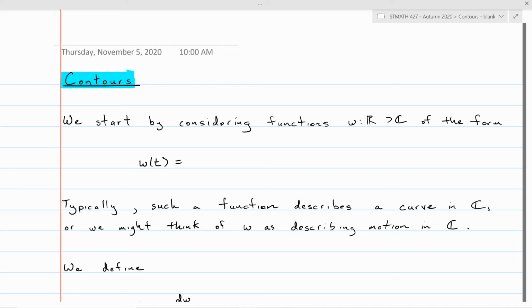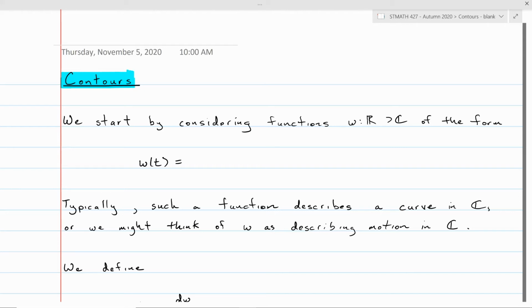Hello, complex analysis students. So today we're going to start talking about contours and contour integrals. This is very similar to the sort of thing you would have seen in multivariate calculus, where you would integrate a vector field across an arc of some kind. Almost exactly the same idea.